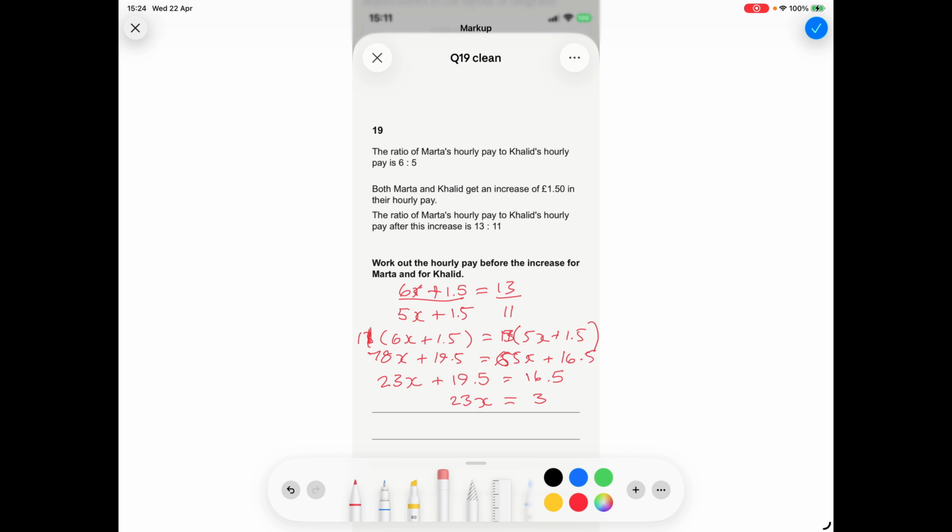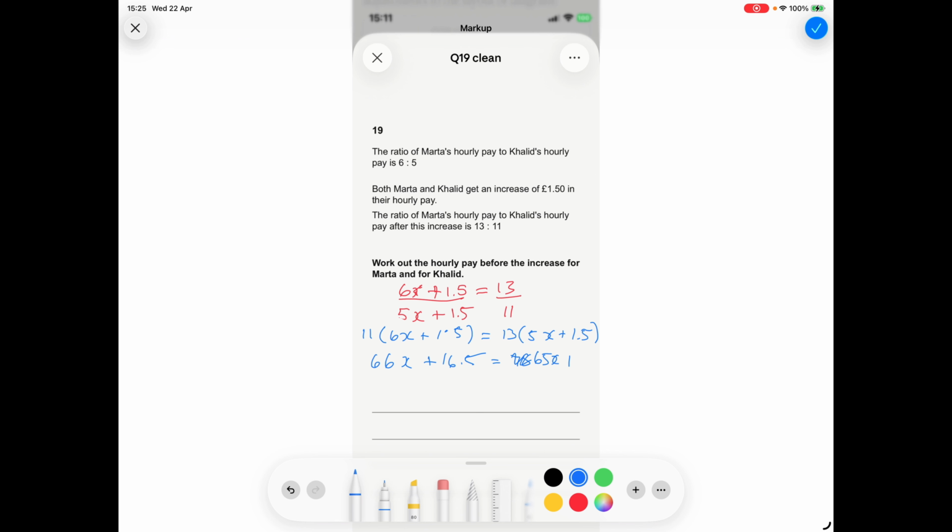Let's just go back. So when you get an answer that's impossible, always go back and ask why this is not possible, and you'll soon find. So it's 11 times 6x plus 1.5 equals 13 times 5x plus 1.5. And that's 66x plus 16.5, and that is 78. Oh no, that's not. 13 times 5 is 65.